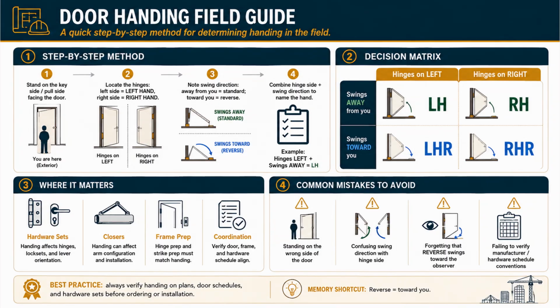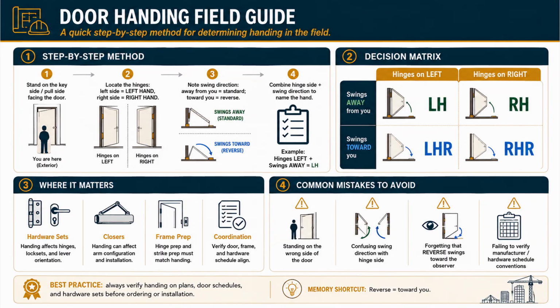Panel 3, where it matters: hinges, lock sets, and lever orientation, closers and their arm configuration, hinge prep and strike prep on the frame, and overall coordination so the door, frame, and hardware schedule all align.